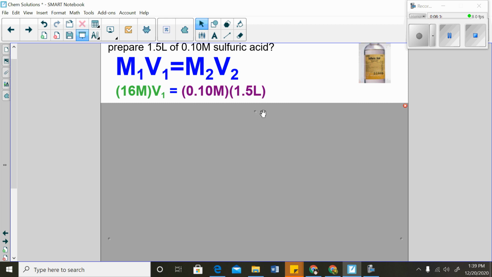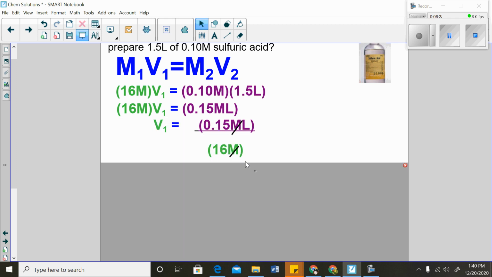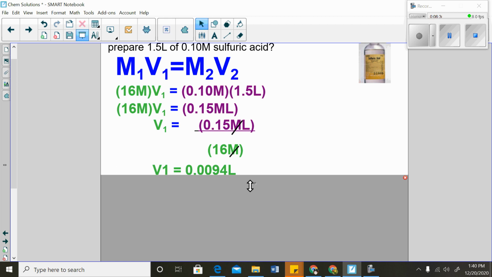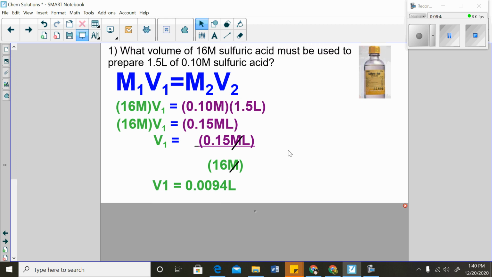So what you do is you multiply. So the 16 molar stays the same, the V1 stays the same, but 0.10 times 1.5 is 0.15, and it's not milliliter, this is mole per liter, okay? I did not write that wrong. These units have not canceled. So now V1 must be 0.15 molarity times volume divided by that 16 molar. So your molarities cancel out and you are left with 0.0094 liters.